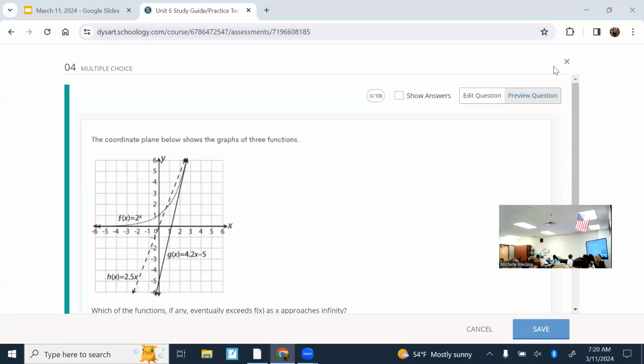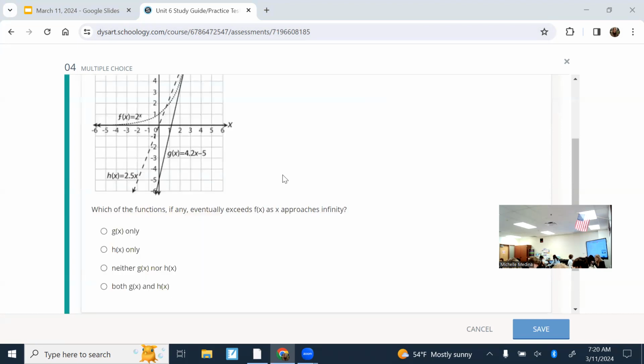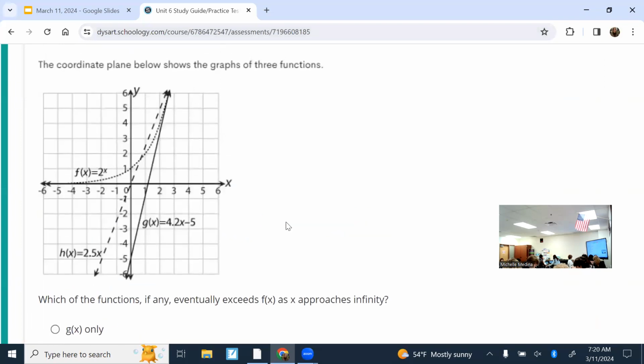Number 4 on the Illuminate study guide. So we have a few different functions graphed on the same coordinate plane. And you're being asked which of the functions, if any, eventually exceed the f of x function as x approaches infinity. So take a look at what all of these different graphs are. So we have f of x, h of x, and g of x.